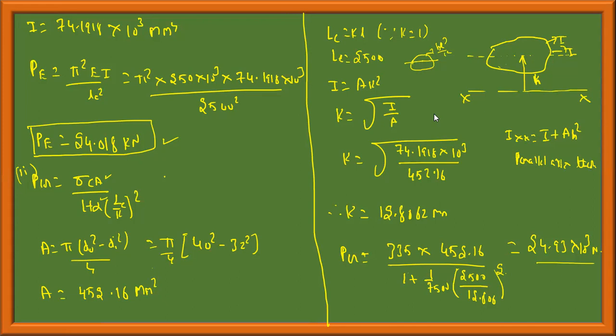Okay, I'll continue. If the section passes through the CG, then I could have taken BD cube by 12 or BH cube by 12. But in this case, the section is somewhere here, and the centroid is somewhere here. So I will use the parallel axis theorem.